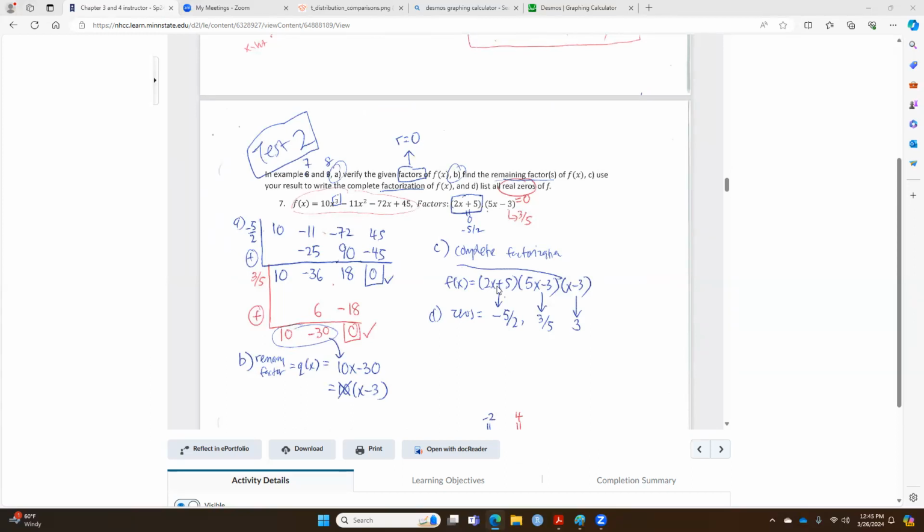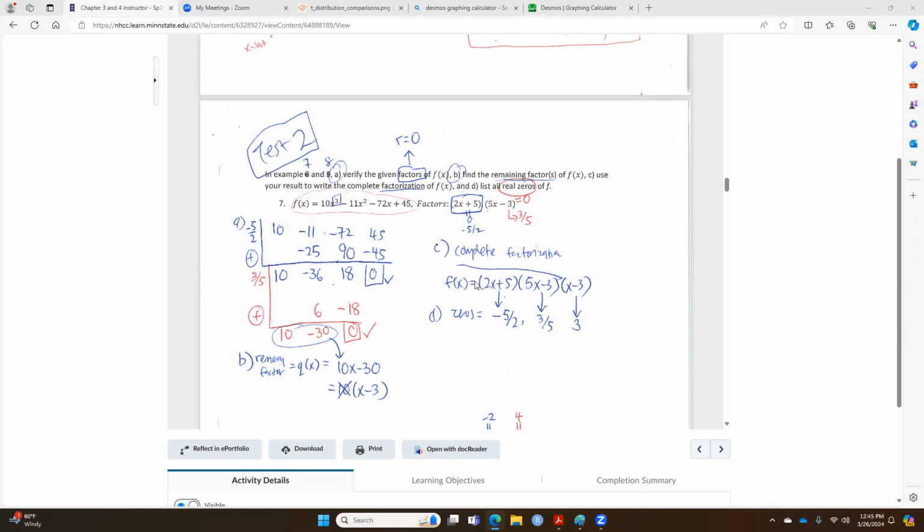And so what I always tell my students, look at your f of x. The leading coefficient in this question 7 is 10x cubed. If you multiply all your complete factorization, 2x times 5x is 10x squared, times x, which is 10x cubed. So if you multiply 2x, 5x, and x, you get 10x cubed. Then you do not need to put the 10 in front.